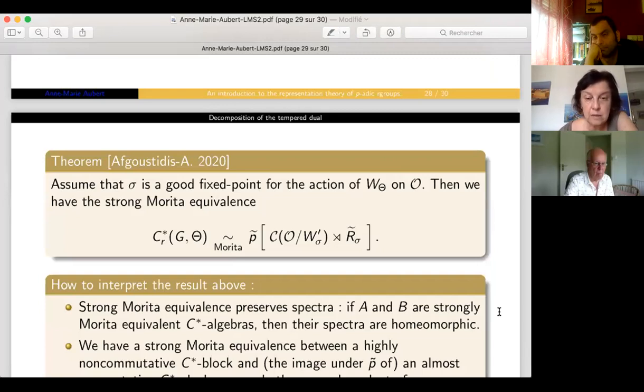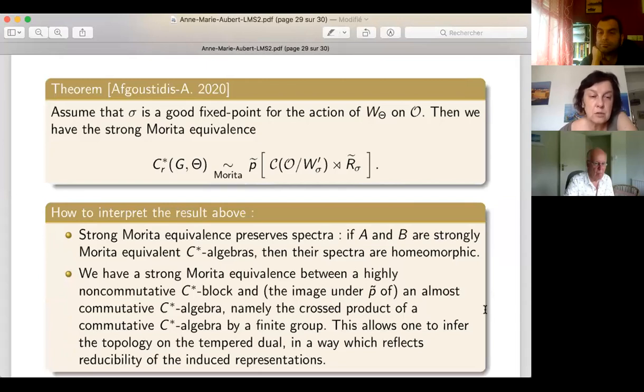So how can we interpret this result? First, we know that strong Morita equivalence preserves spectra. If you have two C-star algebras which are strongly Morita equivalent, then they have homeomorphic spectra.